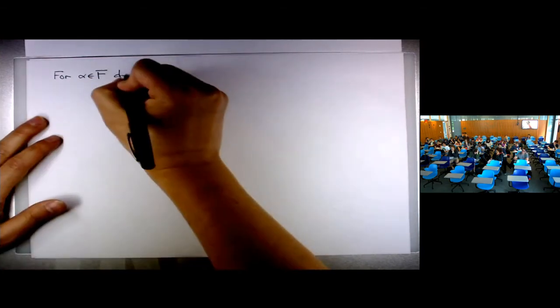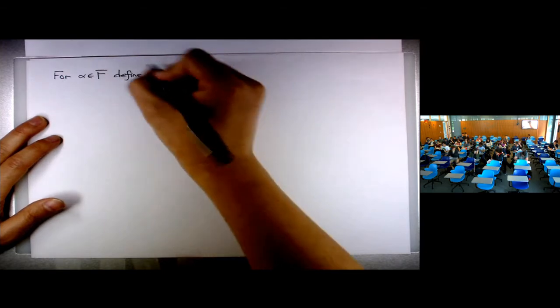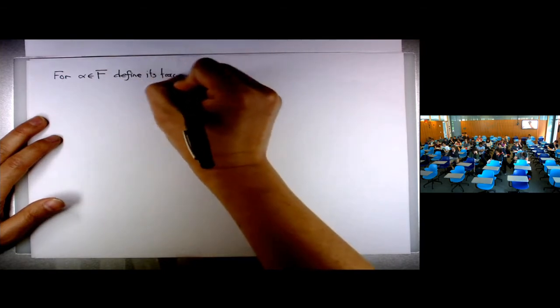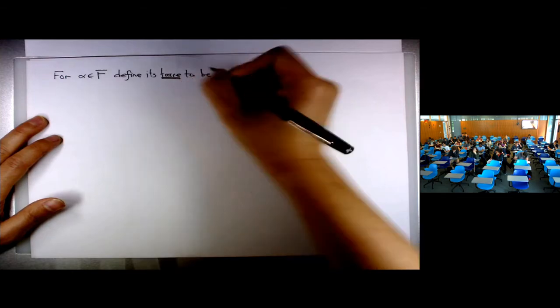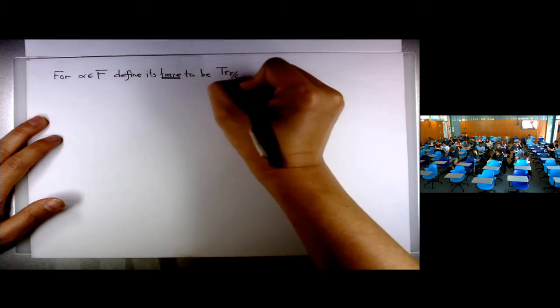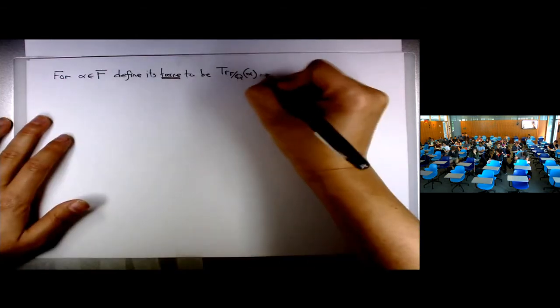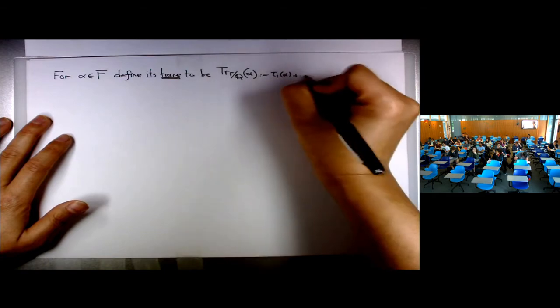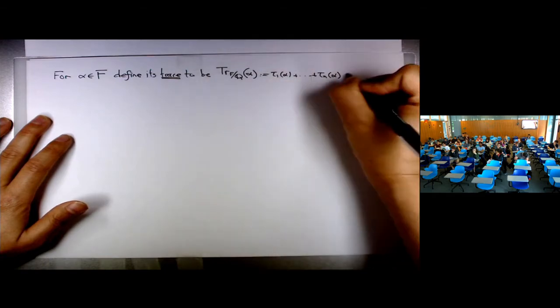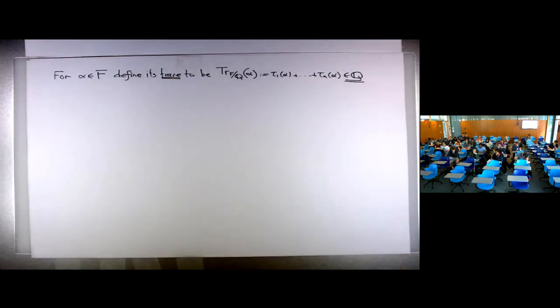I'll talk about a very technical thing. For alpha in F, I'm going to define its trace from F over Q of alpha to be the sum of all the embeddings. And it's not a trivial fact that if you sum all the embeddings of an element, you actually get back an element in Q.